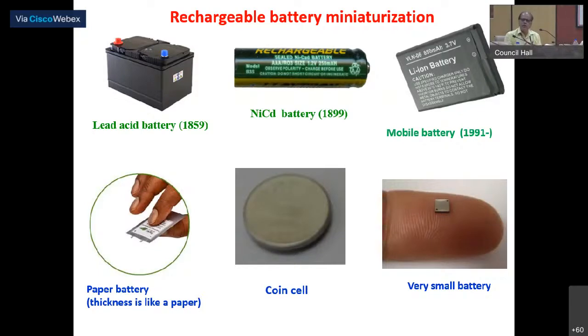Coin cell you all have seen, and this small corner in right side is showing you a photograph of very small battery. These are implantable batteries. They can be implanted to human beings. BRC has developed deep brain simulators, and in these kind of devices, these kind of batteries are used.